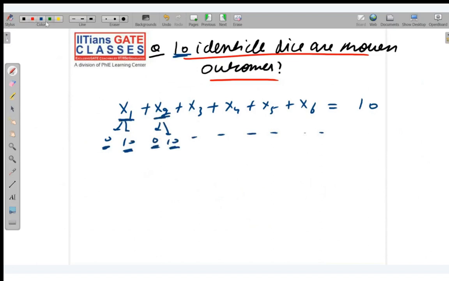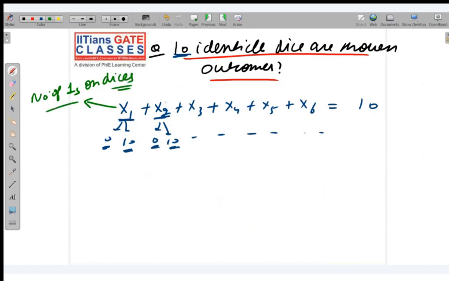So let me tell you. I think many of you will get confused after a few slides, so I'm writing it properly. What does x1 mean? x1 means number of ones, number of ones on the dice. Okay, different dice.